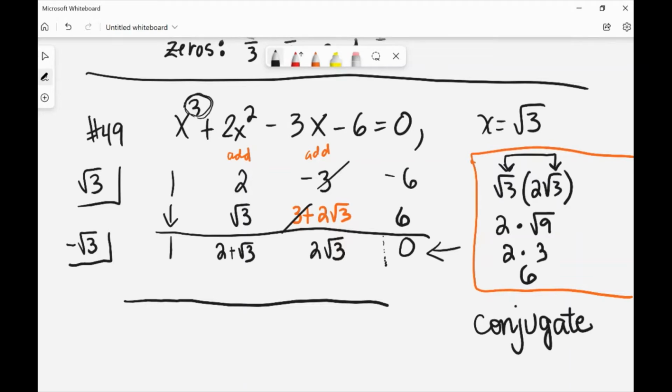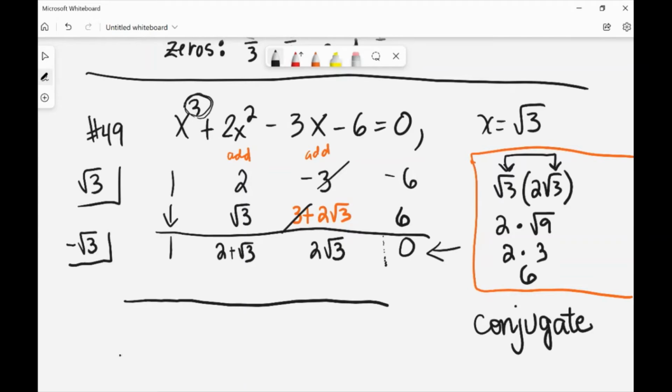So let's test it out. How will we know that it's actually a 0 when we finish this part of synthetic division? How do we know it's a solution? How could we prove that? What's going to happen at the end? It'll be 0 at the end.